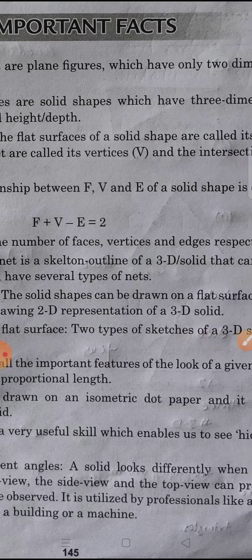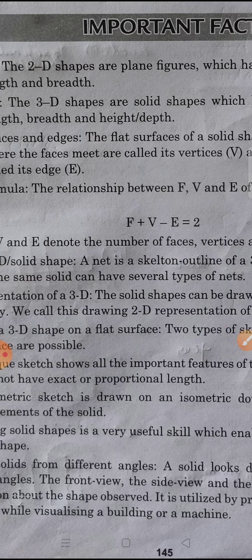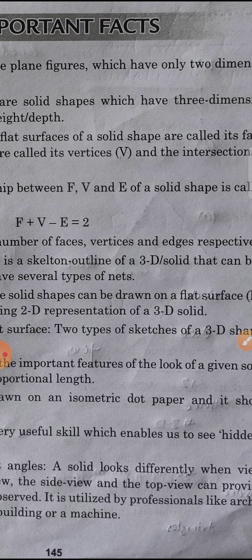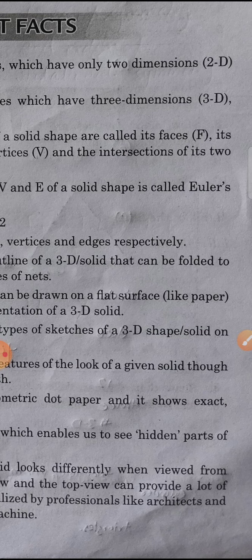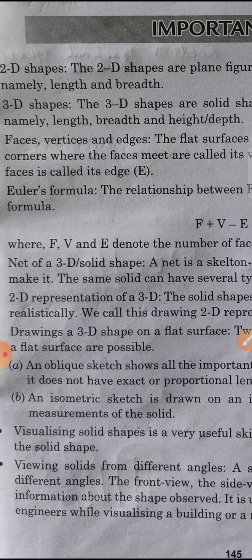The front view, the side view and the top view can provide a lot of information about the shape. It is utilized by professionals like architects and engineers while visualizing a building or a machine. So we can see different angles and different looks of a solid shape. When we look from the front, top and side, these are three different views.